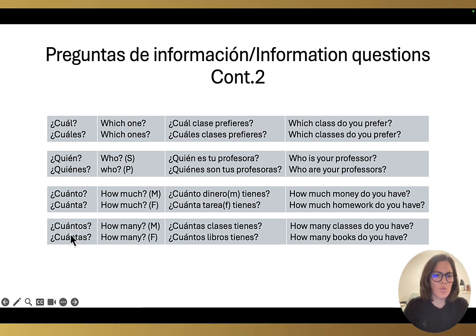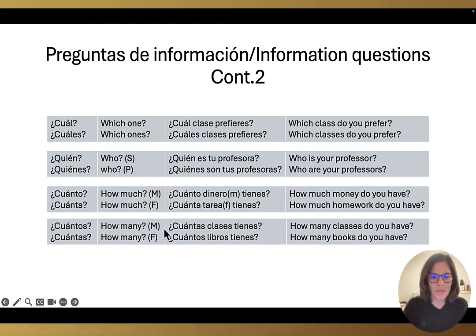Luego tenemos ¿cuántos? ¿Cuántas? How many? ¿Cuántas clases tienes? So here again, las clases is feminine, so the question word needs to be feminine. And this one will always be plural because it's how many. You cannot say ¿cuánta clase tienes? It needs to be in the plural form. We need to ask that question in the plural form.